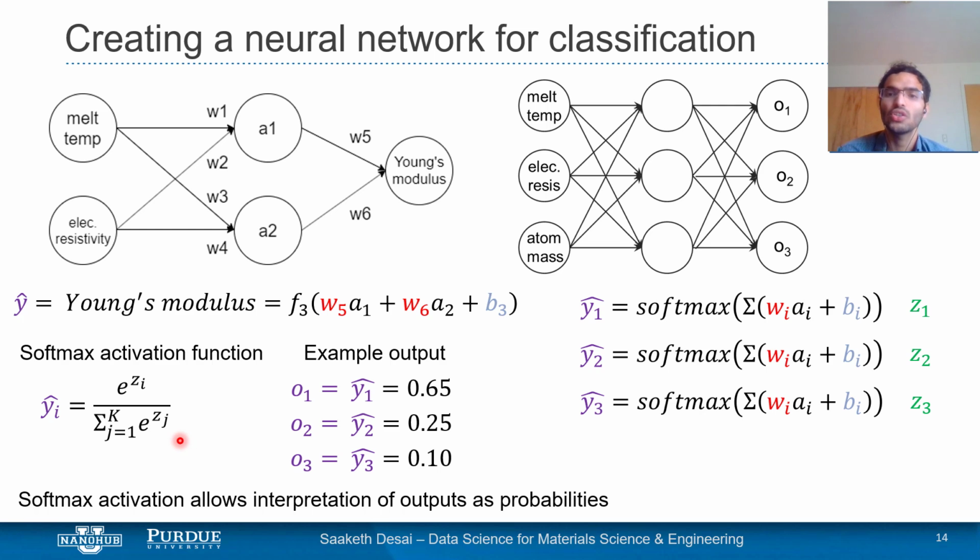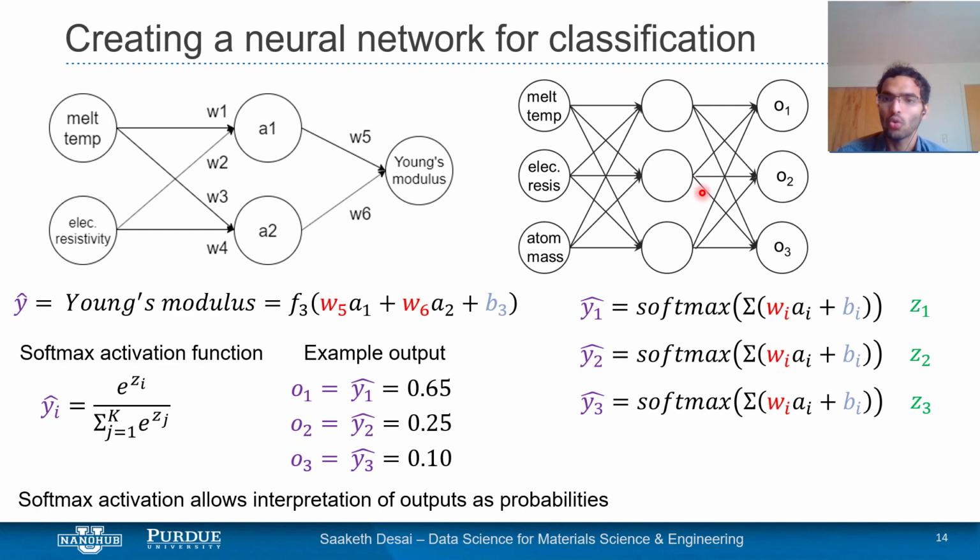The softmax activation is always going to produce outputs that are greater than 0 and less than 1, such that the sum of all the outputs, in this case we have 3, will always be equal to 1. And this means that we can interpret the outputs as probabilities, which is very useful because the objective function that we will define will use these probabilities. So just to complete the example here, let's say we have a neural network that has inputs as melting temperature, resistivity, and atomic mass.